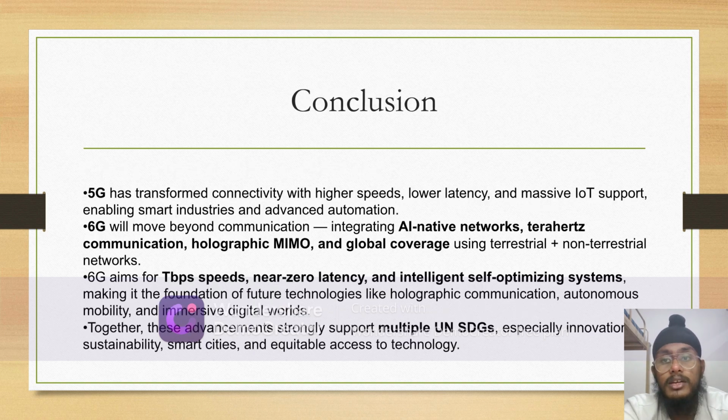So finally, we come to the conclusion. The first key point is 5G has transformed connectivity with high speeds, low latency, and massive IoT support, enabling smart industries and advanced automation. And the second key point is 6G will move beyond communication, with integrated AI native networks, terahertz communication, holographic MIMO, and global coverage using terrestrial plus non-terrestrial networks.